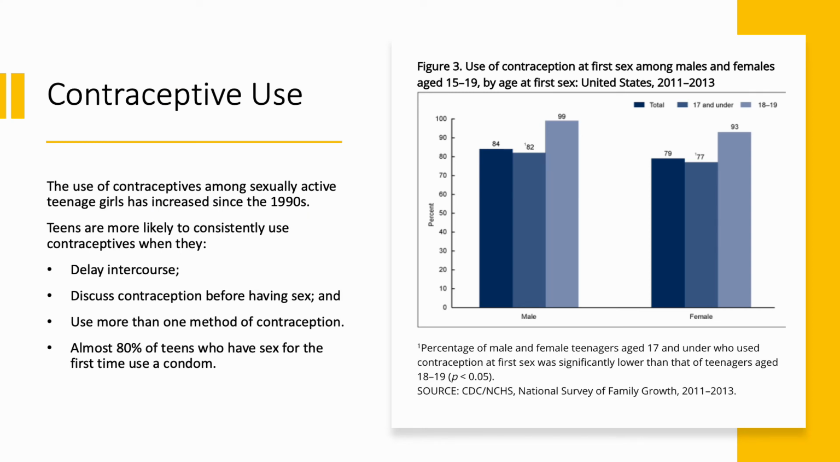One of the things that people can do to prevent early pregnancy is the use of contraceptives among sexually active teenage girls, and this has increased since the 1990s. Teens are more likely to consistently use contraceptives when they delay intercourse, discuss contraception before having sex, and use more than one method of contraception. We should know that almost 80% of teens who have sex for the first time now choose to use a condom. This, of course, is the best method and the only method, short of abstinence, that will prevent sexually transmitted diseases, and even then, that is not always effective.